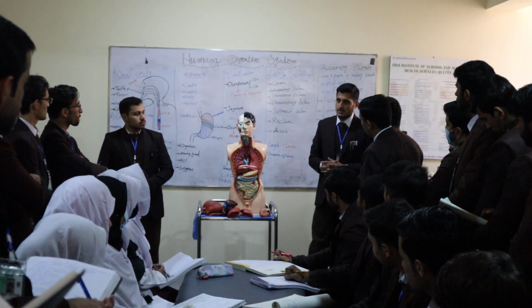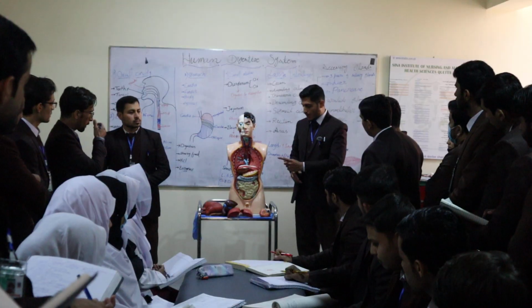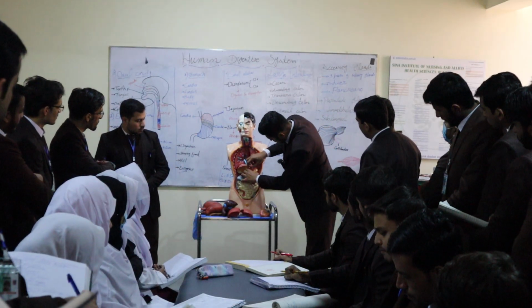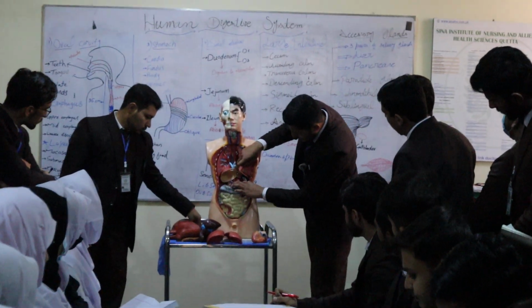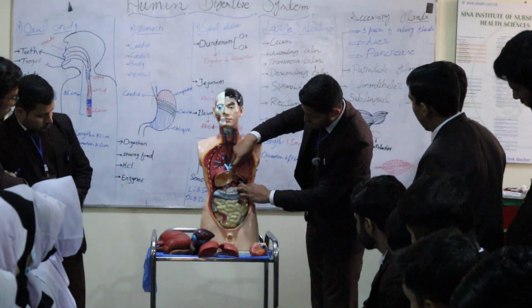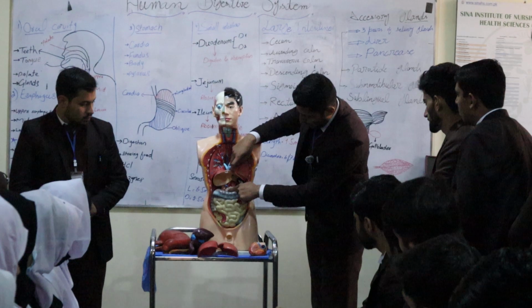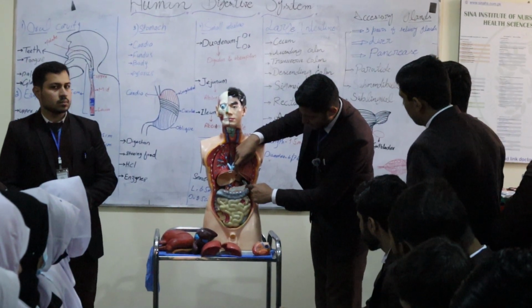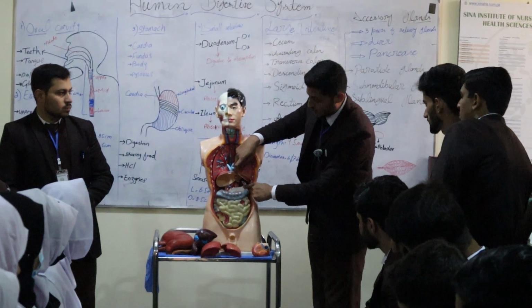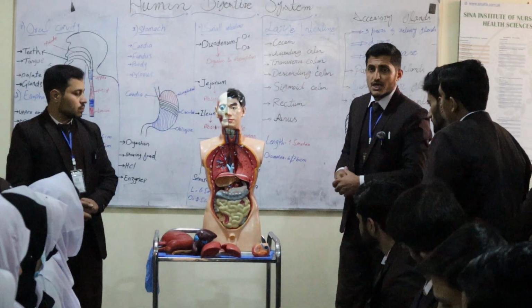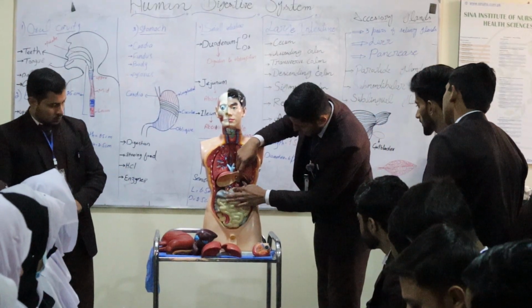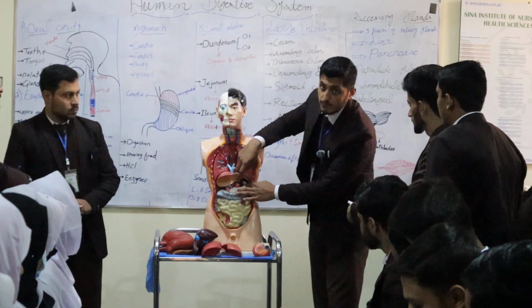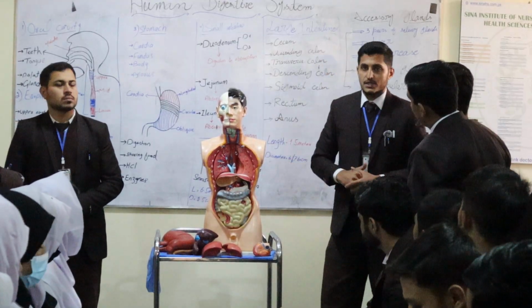Then we have the pancreas. The pancreas is present just behind the stomach, and it is present in the epigastric region, and it is spread to the left hypochondriac region. The pancreas has four main portions: head, neck, body, and tail. These are the four portions of the pancreas.